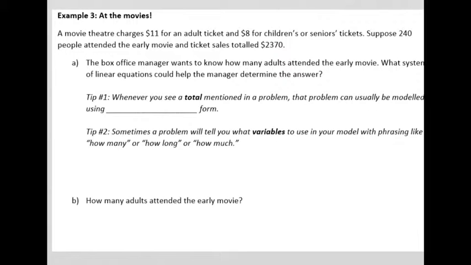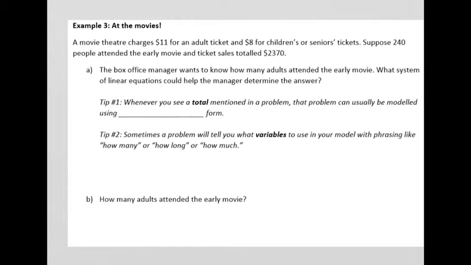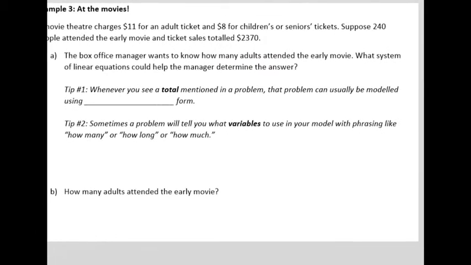So the box office manager wants to know how many adults came, right? Again, he could use that information to make decisions about ticket prices for the future or about what kinds of movies to show in the theater. So, what kind of system of linear equations could we write to help the manager figure out the number of adults? Well, here's a couple tips when you're dealing with problems like this.